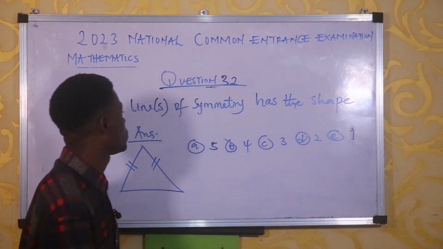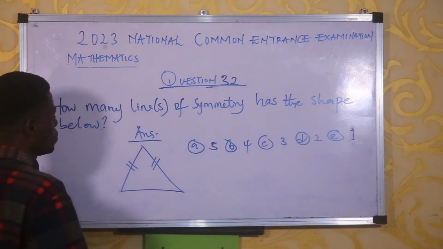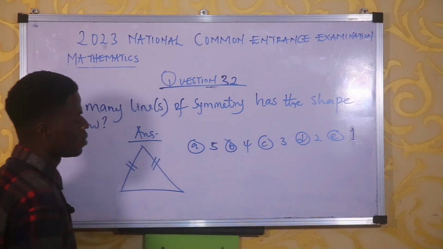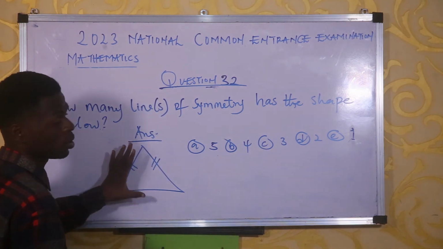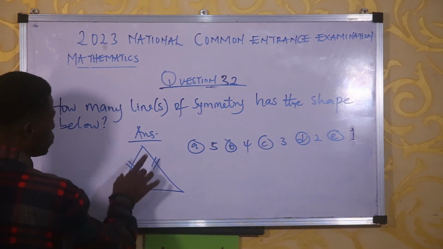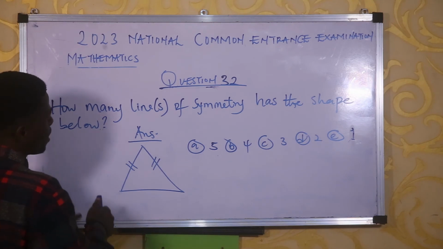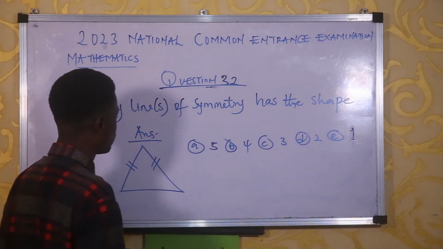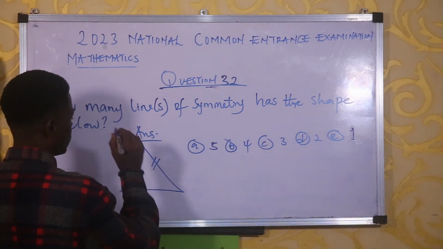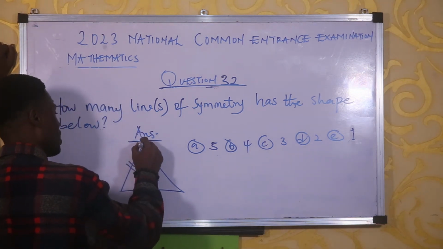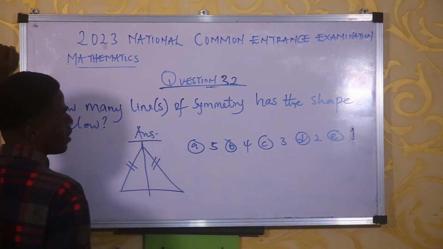Question 32 says, how many lines of symmetry has the shape below? Now this is a triangle, and this triangle is an isosceles triangle because the 2 sides are equal. So any triangle where the 2 sides are equal always has one line of symmetry.